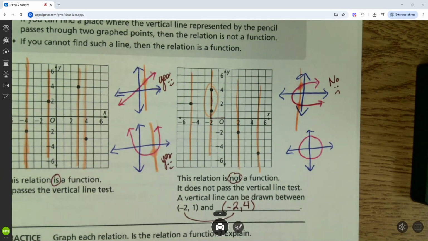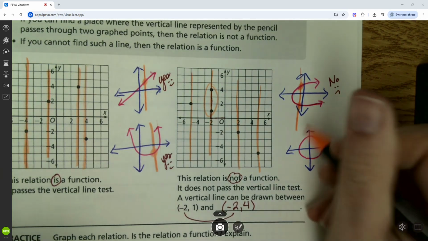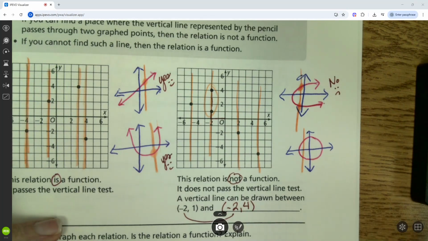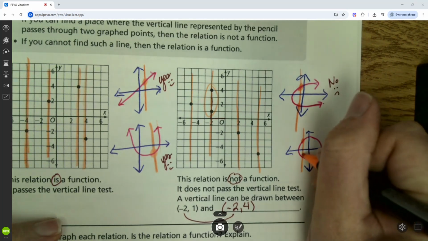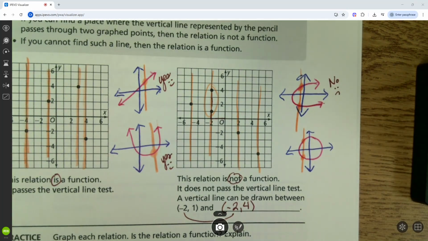This is a very common one that I see on standardized tests. What if it's a circle? You could definitely see this on your PSAT or your SAT. If I draw my vertical line on a circle, no, it does not pass because it touches twice.